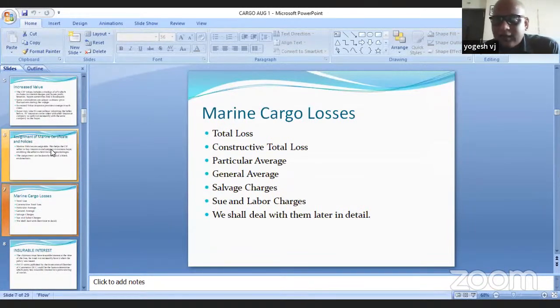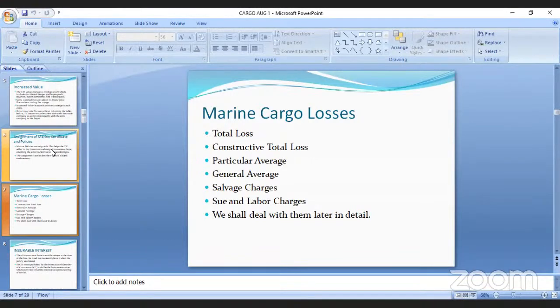Now, what are the kinds of losses that occur in marine? Basically, there are two losses: total loss and partial loss. Total loss can be a constructive total loss, and partial loss is also called particular average. Then apart from these two losses, there is general average. Again, general average is something that everyone knows. Jettisoning is general average.